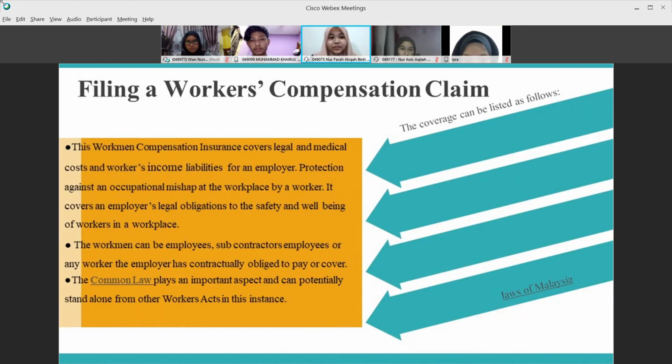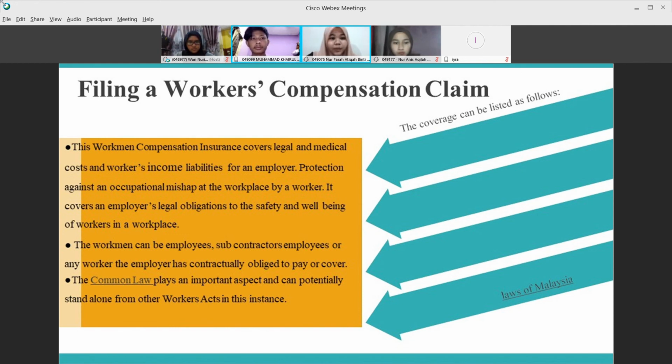Next, filing a workers' compensation claim. This workmen's compensation insurance covers legal and medical costs and workers' income liabilities for an employer. Protection against an occupational mishap at the workplace by a worker. It covers an employer's legal obligation to the safety and well-being of workers in a workplace.